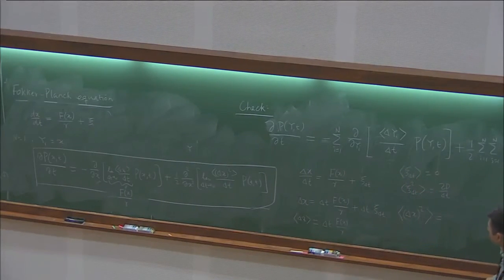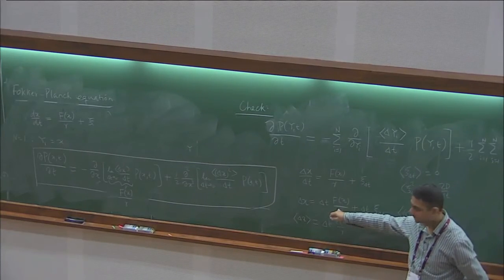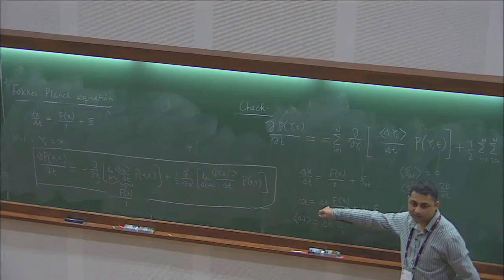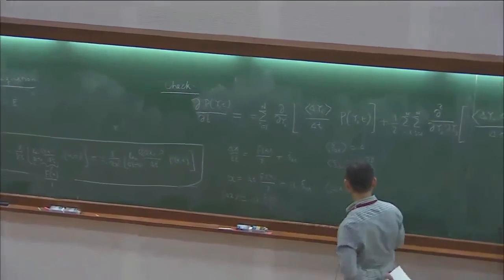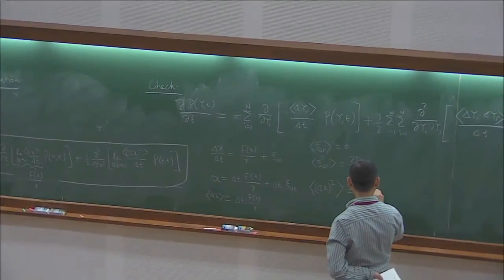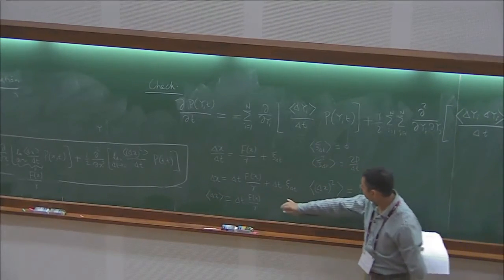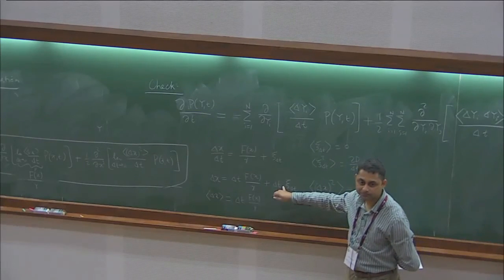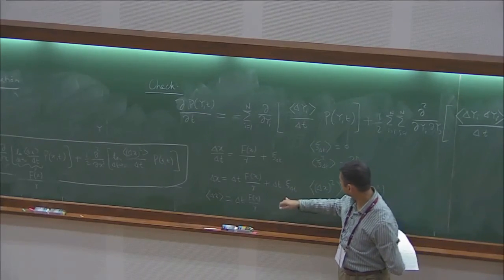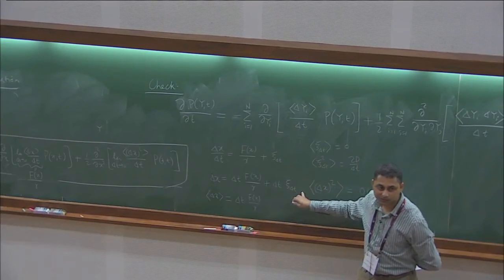So now there will be a term coming from this square, but what will be the order? Delta t square. So that term will be of order delta t square. There will be a term coming from the cross term, but when I take the average, the average of the noise is 0, so that will be 0.